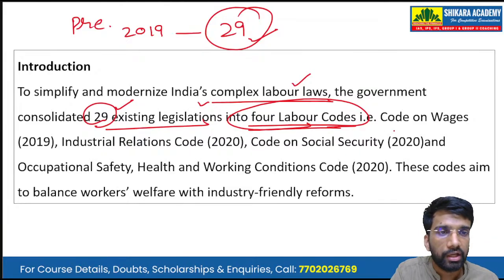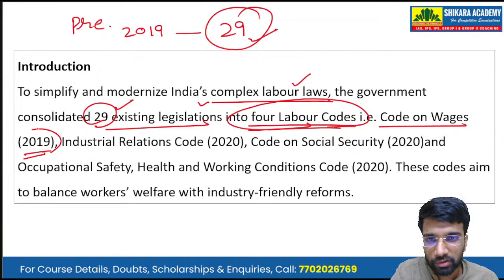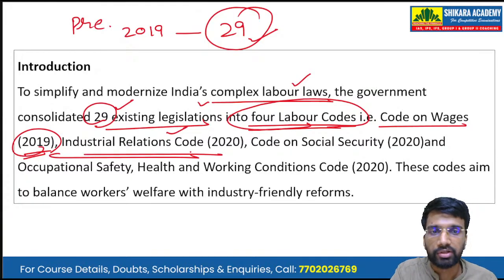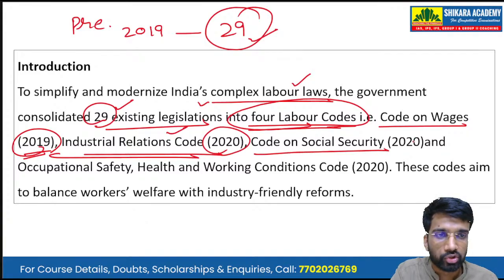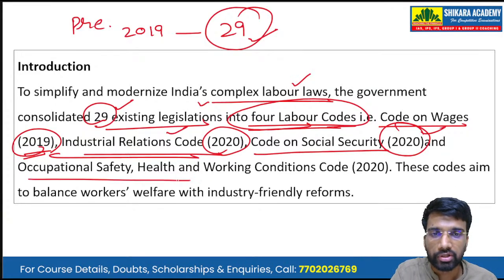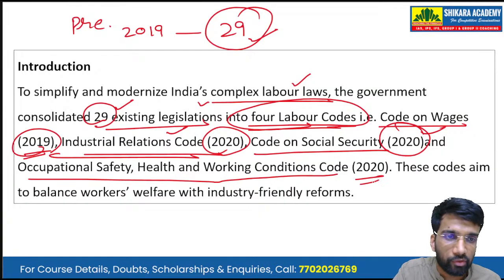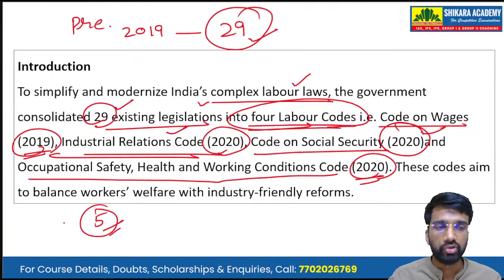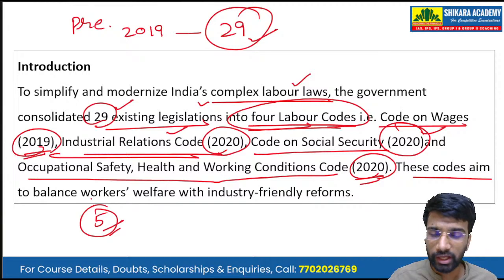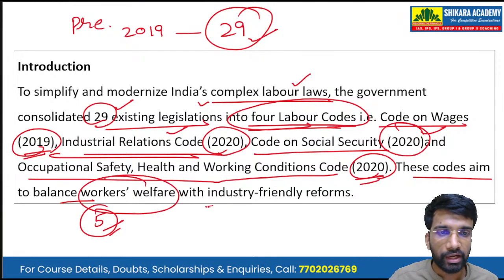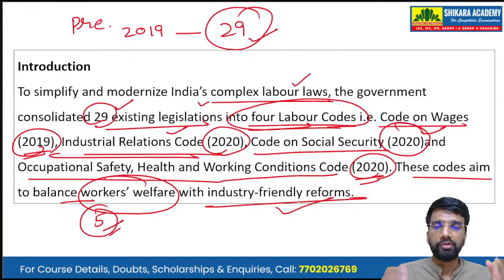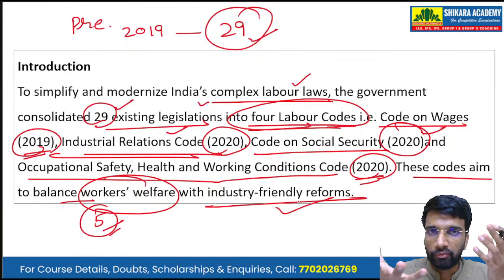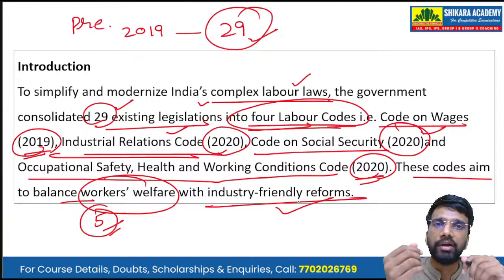The four labor codes are the Code on Wages, which was released in 2019, the Industrial Relations Code 2020, the Code on Social Security 2020, and the Occupational Safety, Health and Working Conditions Code, which was also introduced in 2020. So it's been 5 years since these codes have been launched. These codes were aimed to balance workers' welfare with industry-friendly reforms. So, what it aims to balance: the welfare of the workers and the industry-friendly reforms.